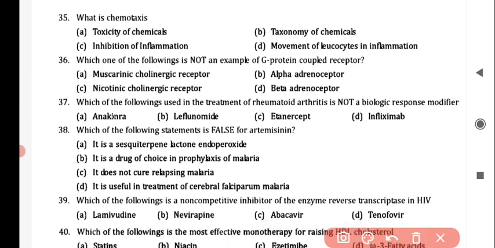Next question is, what is chemotaxis? And the correct answer is option D, movement of leukocytes in inflammation.